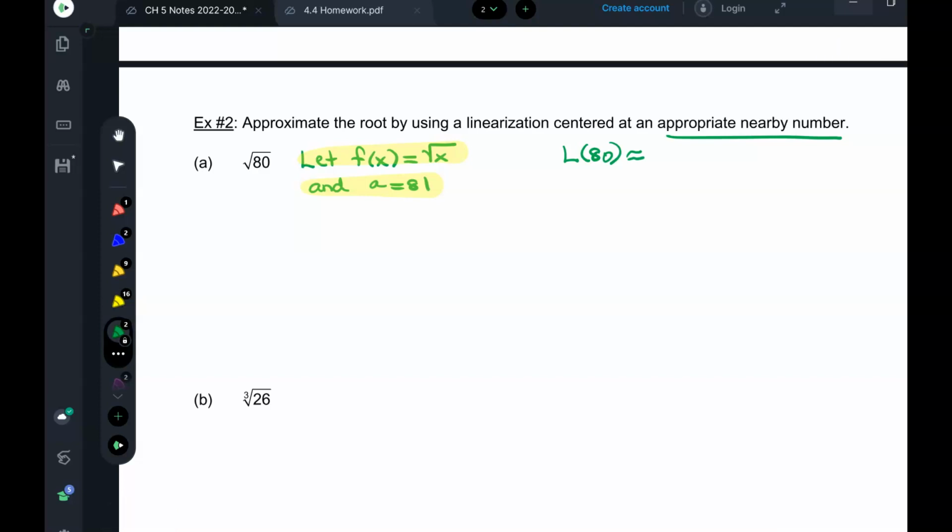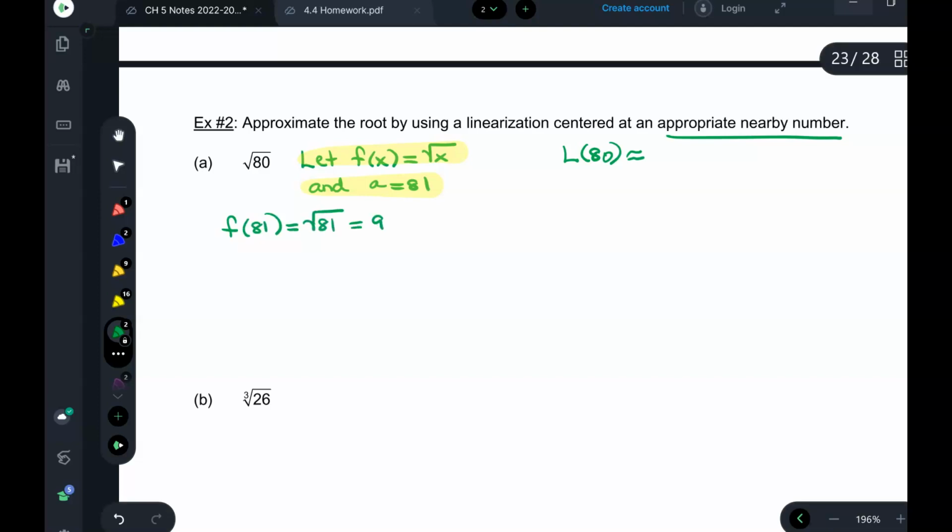So we have f of 81, so the square root of 81 is 9. Okay, so my point is (81, 9). And now let's do the derivative to find the slope. So I'll have 1/2 x to the negative 1/2, or 1 over 2 root x. So when I evaluate f prime of 81, I have 1 over 2 root 81, which will be 1 over 18.